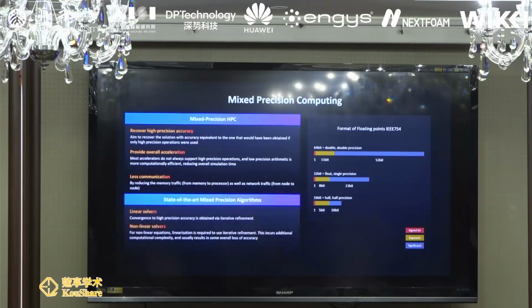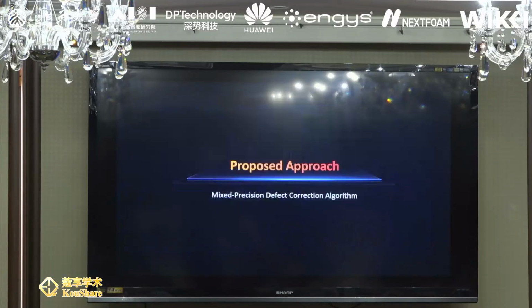And if you look at mixed precision computing today, most of the works are based on, for linear solvers, for example, doing iterative refinement to converge slowly to the desired accuracy that you are targeting. For nonlinear solvers, there's not a lot of work available out there. Most of them require linearization to be able then to use the typical iterative refinement approaches.